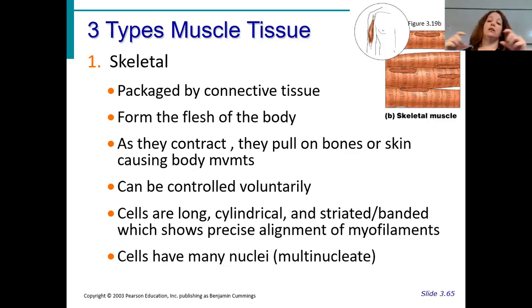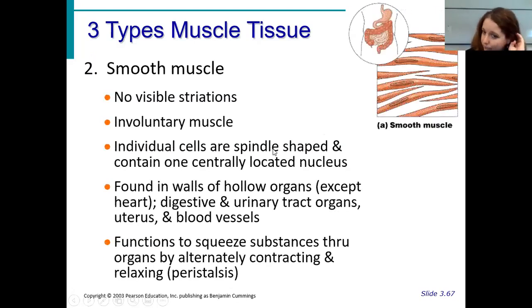The cells are very long and cylindrical, and they are striated. So that's what I wanted to say about the Z bands here and these I bands. You can see these stripes or striations in the slide, and so they're typically very easy to recognize. They also are multinuclear cells because of how much it takes to organize and produce them, so multiple nuclei per cell.